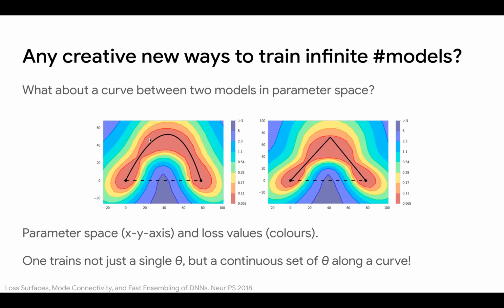And here X and Y indicate two selected axes from parameter space. And the colors mean the training set loss value. So you see that along the curve, the loss is always very low, meaning that perhaps all the points along the curve are a valid solution for the training set. Okay, so we are already seeing a good example of an infinite set of models here.